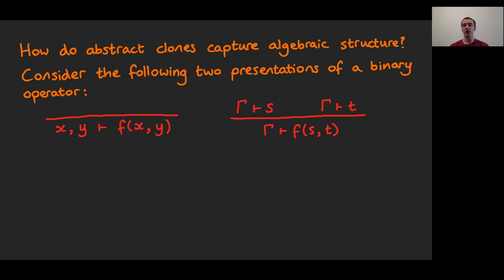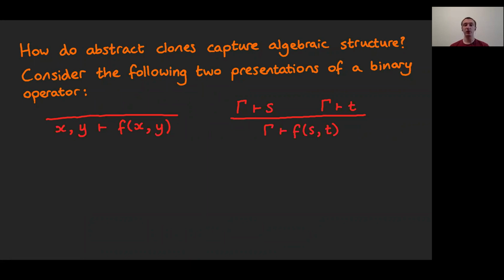And on the right-hand side, we've got an inference rule that has two premises. And the conclusion then depends on the two premises. So the operands are corresponding to the premises. And really, these are equivalent. They're just different styles of seeing the same operation.